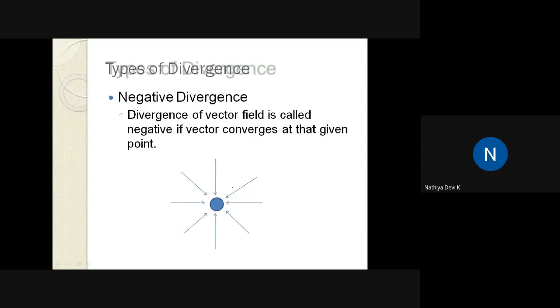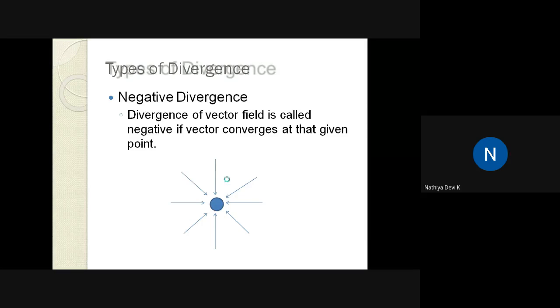Negative divergence means it converges, it attracts. This region is converging the flux lines into that given point. That's why it is called negative divergence. It does not have any divergence outward; instead it attracts the flux lines available outside the given point.